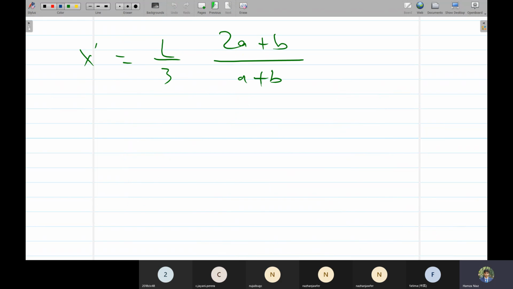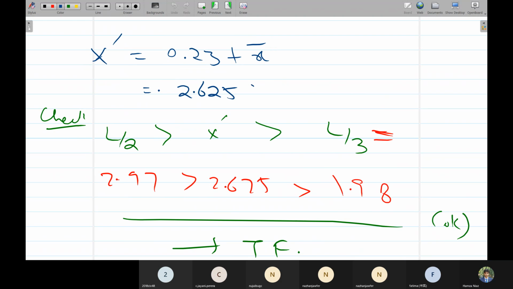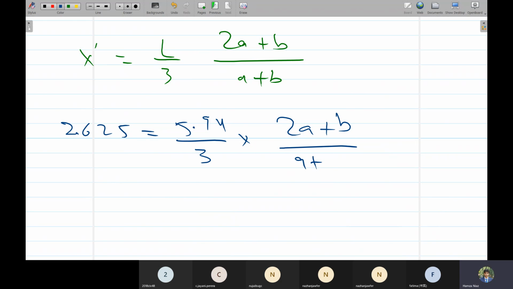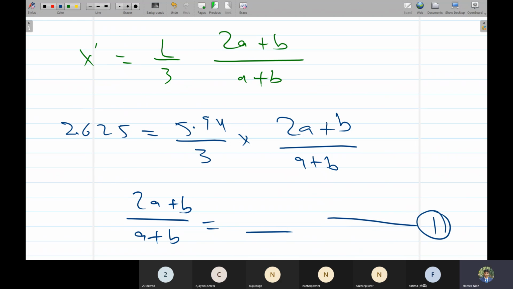So we know the x bar value, we know the L value. X bar is 2.625, L is 5.94, equal to L by 3 into (2A plus B) over (A plus B). We can simplify this: (2A plus B) over (A plus B) is equal to something. That is our equation 1. We have two unknowns here, A and B, so we need two equations. This is our first equation.